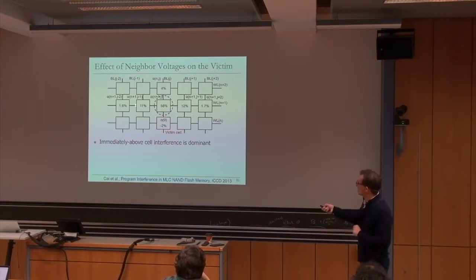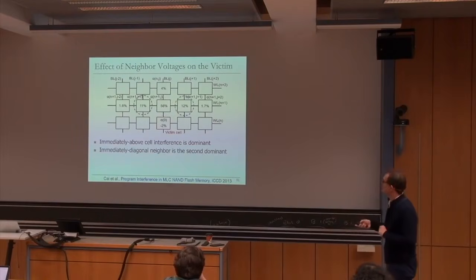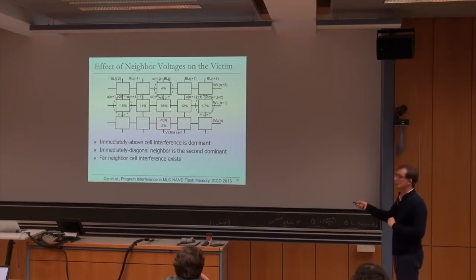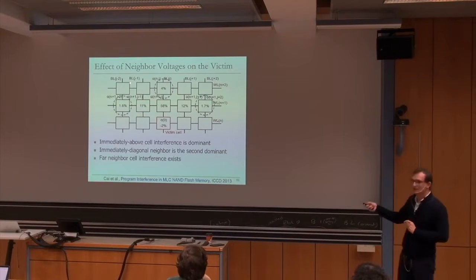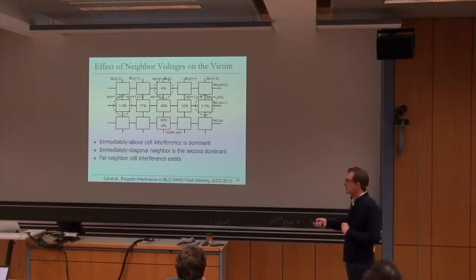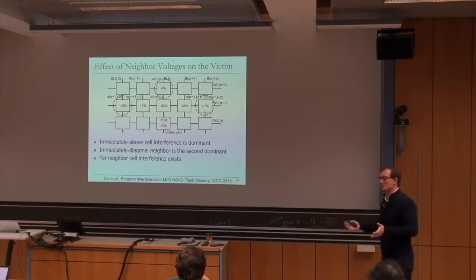And you can see that other cells are actually important also. These cells, immediately diagonal neighbor cells, are the second dominant cells. And even far away cells have effect. Actually, the word line that's after the immediate neighbor has an effect in flash. And there's no reason not to expect that. That's true for DRAM also.